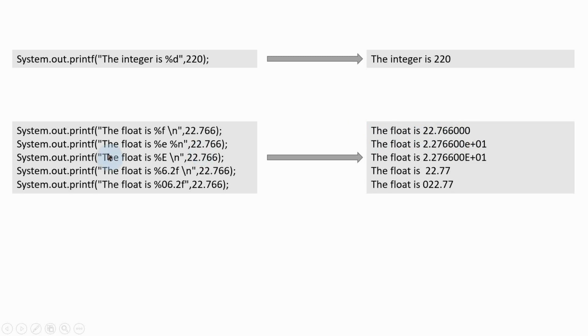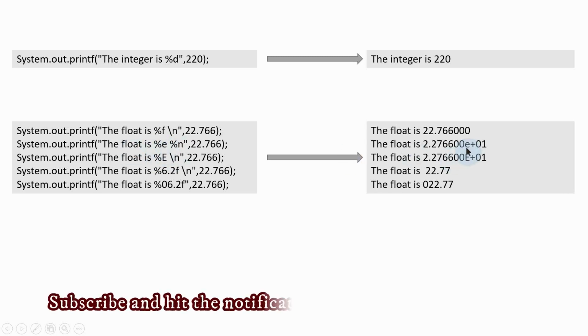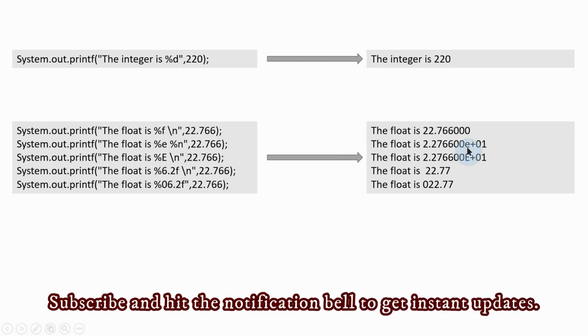22.766000. Then if you want to get your floating point number in scientific notation, then you can use %e. See here small e I have used, then automatically I got e in this scientific notation in lowercase. If I use capital E here, then automatically you will get capital E in the scientific notation of your floating point number display.